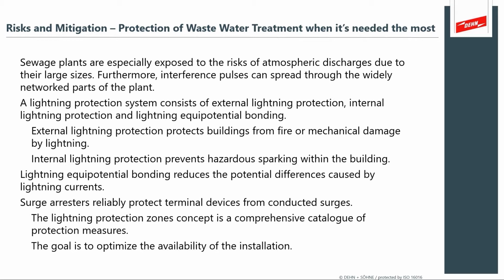And in our previous seminars, we talked about these aspects in great detail. And we showed that the external lightning protection protects the buildings from fire and mechanical damage. The internal lightning protection prevents hazardous sparking. But we also looked at equipotential bonding, and we took a close look at what surge protection serves as a way to control the voltages between your electrical systems and that metal bonded system. And of course, the goal is to optimize the availability of the installation. But if you're a plant operator, the goal is to keep the plant running when you need it the most.